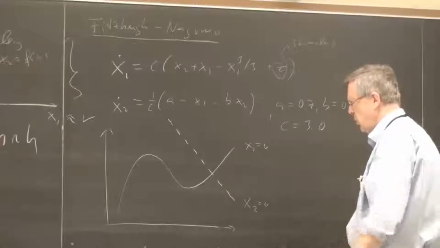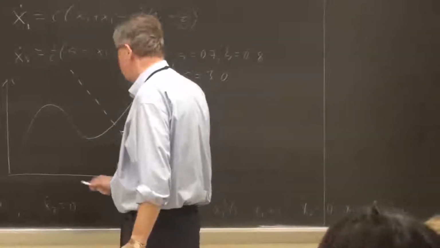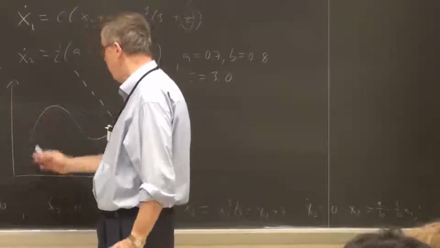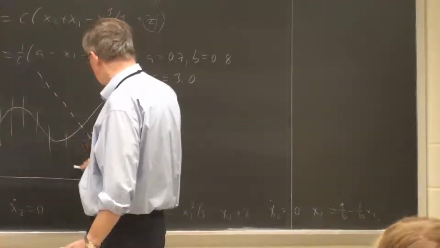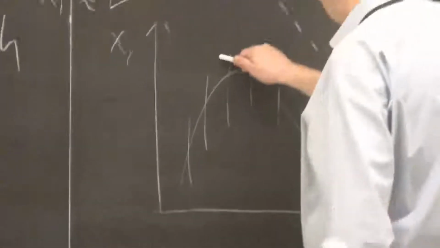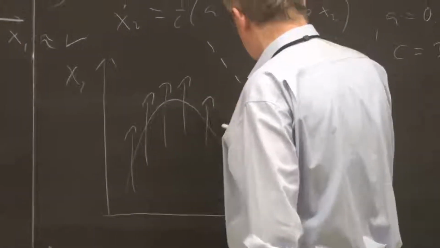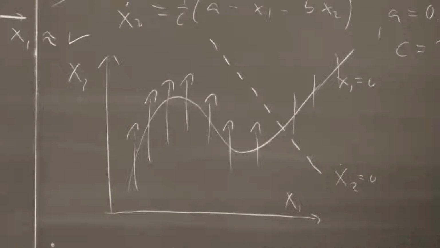If you now look, this is x1, this is x2. Here we are not changing x1, so the motion exactly on this curve goes like this. But on this side of the curve, we are going up, because you can convince yourself this one is positive, and here we go down.